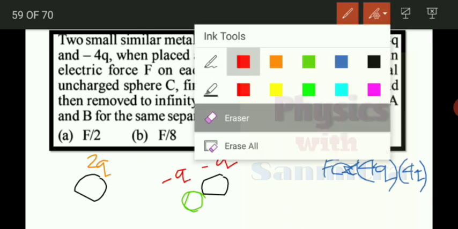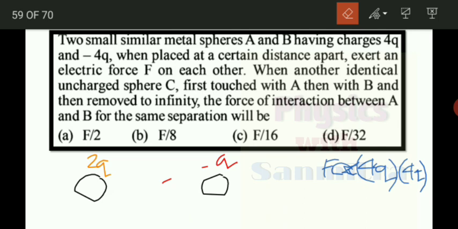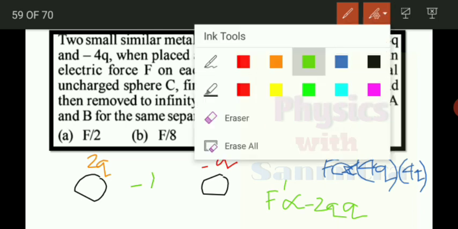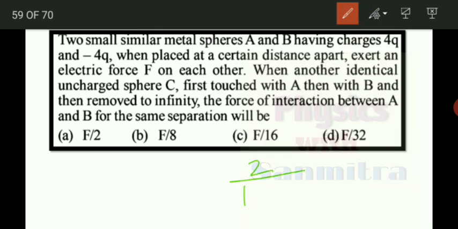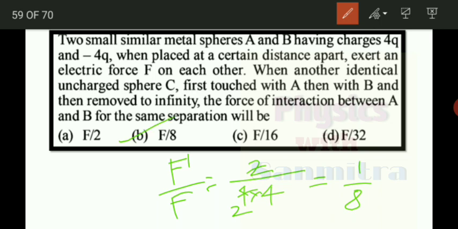Now this sphere is taken out of the picture and kept at infinity. So this new force F dash between them, since the distance is the same, will be proportional to 2q and minus q, so minus 2q square. The magnitude will be 2 divided by 4 into 4. This is my F dash and this is my F. So that is 1 by, let's say this is 2, so 1 by 8. So it is F by 8 that is my correct answer.